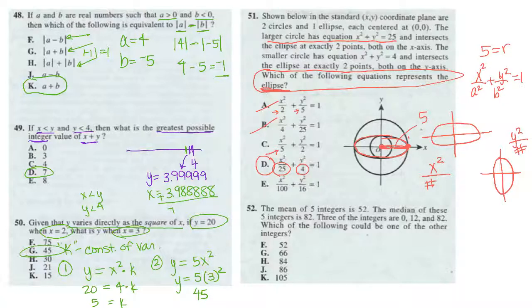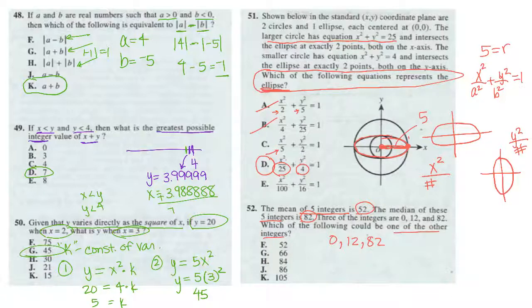Now for 52, this one's kind of a tricky problem as well. It seems like I'm saying that for these last few, but the mean of 5 integers is 52. So that means that when I add up 5 integers and divide by 5, I get 52. And then it tells me the median of these 5 integers is 82. 3 of the integers are 0, 12, and 82. Which of the following could be one of the other integers?